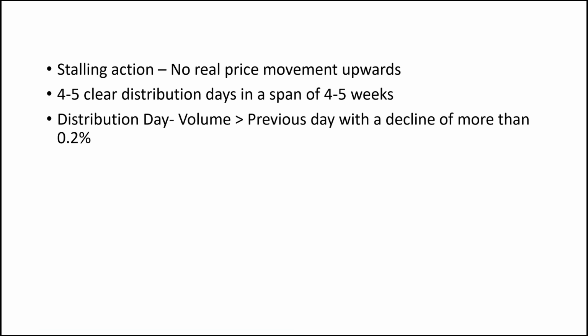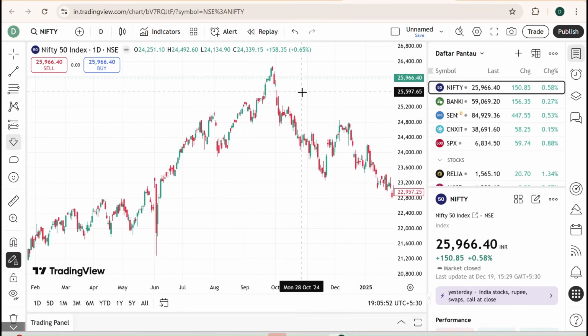So if we put it in formula terms, a distribution day is a day when the volume of that day is higher than the previous day and the decline in the closing price is more than 0.2%. So this is a clear indication that today is a distribution day. Now let's study this with a case study.